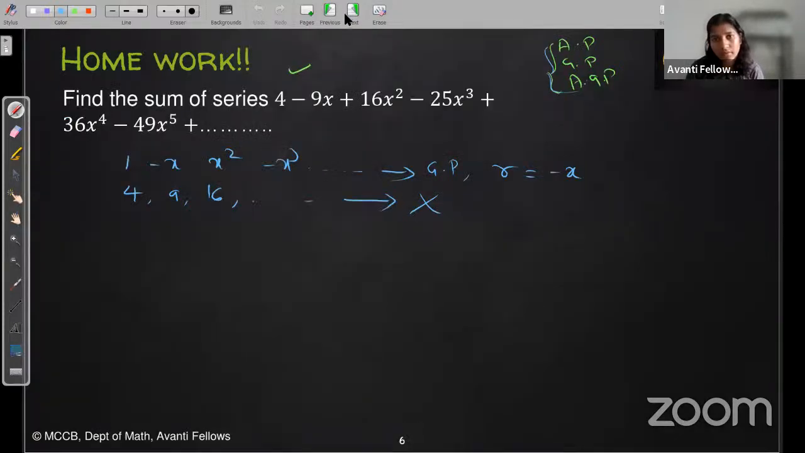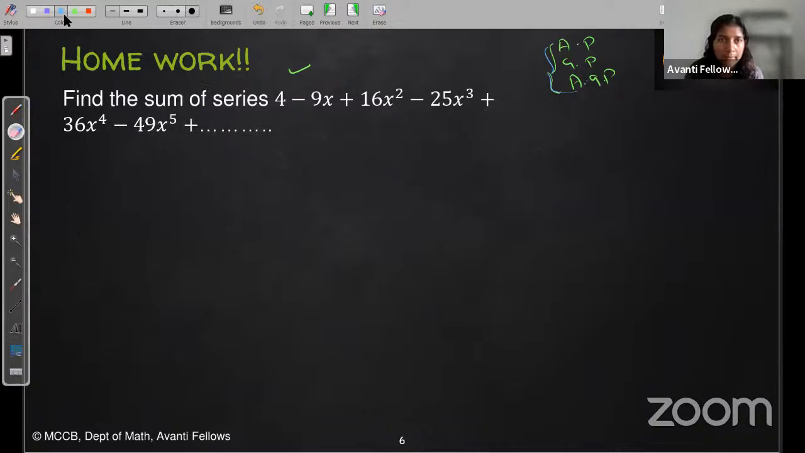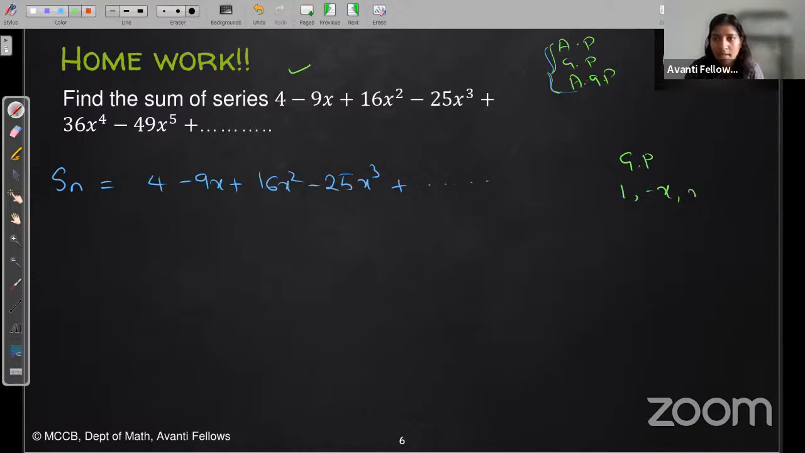Okay. Fine. Let me write Sn. So Sn is equal to 4 minus 9x plus 16x squared minus 25x cubed plus so on, right? Correct. Now, the geometric progression here is 1 minus x squared minus x cubed, and so on, right? With r equal to minus x. So multiply this Sn with minus x. So what will we get?